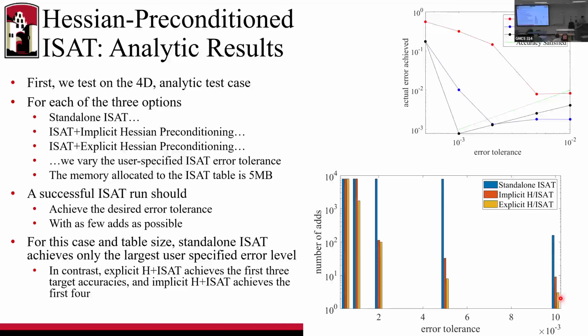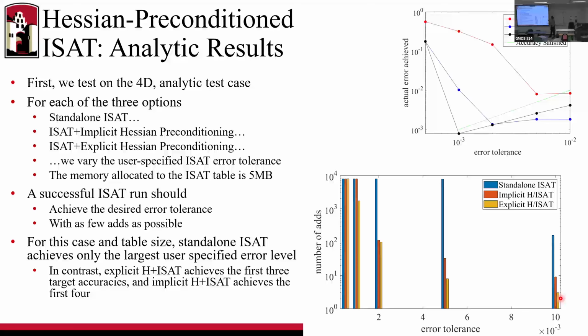So, in contrast, explicit Hessian and ISAT achieves the first 3 target accuracies, and the implicit, sorry, the other way around. Explicit Hessian and ISAT achieves the first 4, and the implicit Hessian and ISAT achieves the first 3. And we can see that they achieve that with needing much fewer ellipsoids.